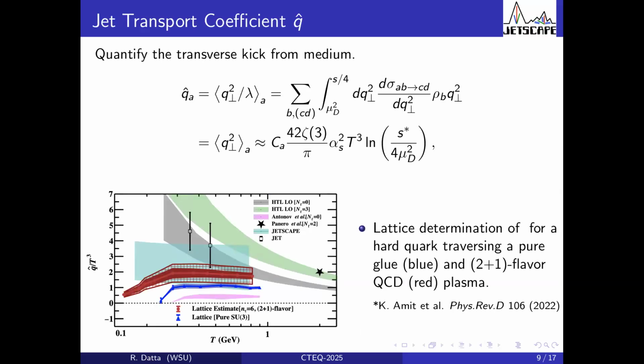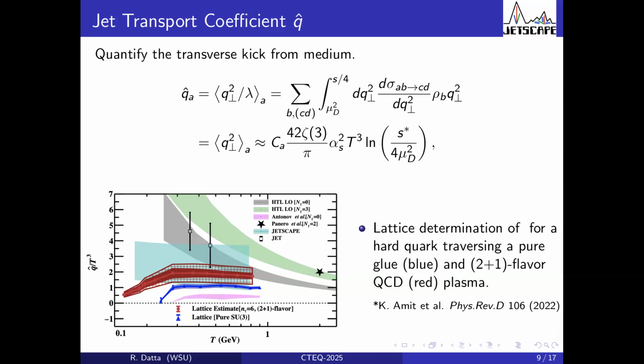Okay, so you see the model, what all is happening in the radiation part and the scattering part. But in order to quantify how much quenching the jet is facing, we need a variable. That variable is q hat. q hat is the amount of transverse kick the jet is getting from the medium around it per unit length, in transverse momentum squared. So q-perp squared is the kick from the medium. Lambda is the mean free path of the parton, so the length between two collisions.